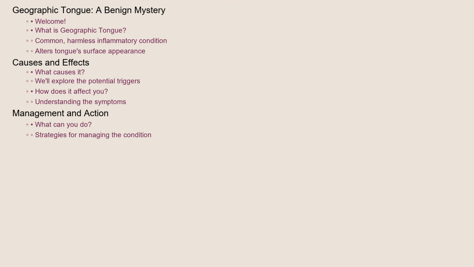Today, we're diving into a fascinating, albeit harmless, condition affecting the tongue called geographic tongue. While its name might conjure images of exotic travels, it's actually a common inflammatory condition that changes the appearance of your tongue's surface. We'll explore what causes it, how it affects you, and what you can do about it.